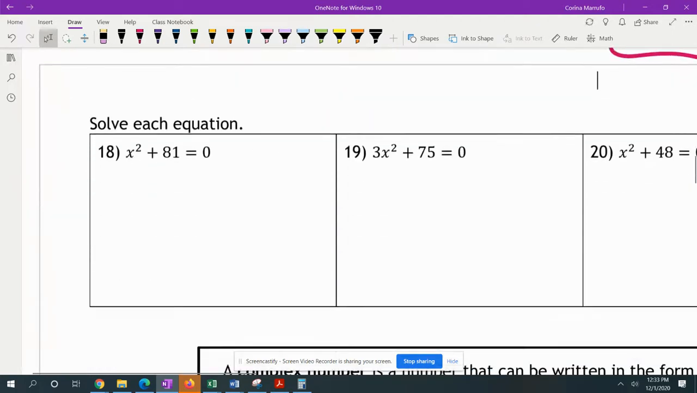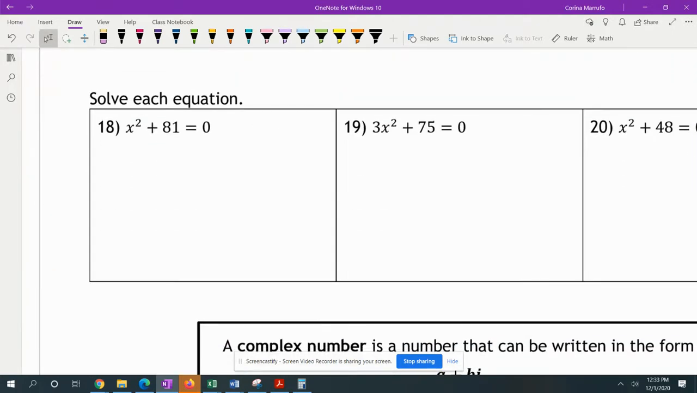Okay, the next one, it says solve each equation. So we have x squared plus 81 equals 0. We're solving for x, so we're going to go ahead and move over the 81 to the other side. So we subtract it. We get x squared equals 0 minus 81, which is negative 81.